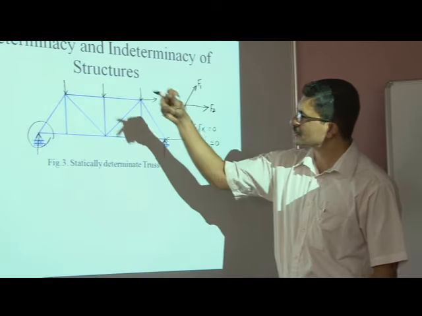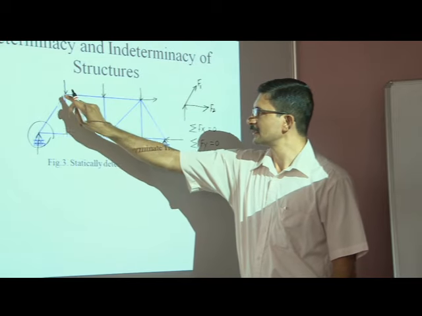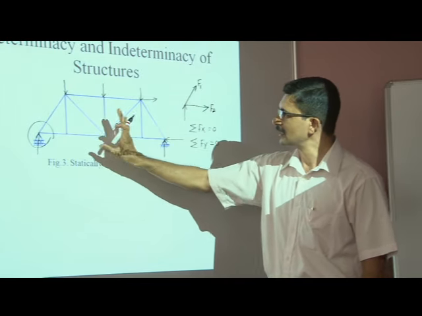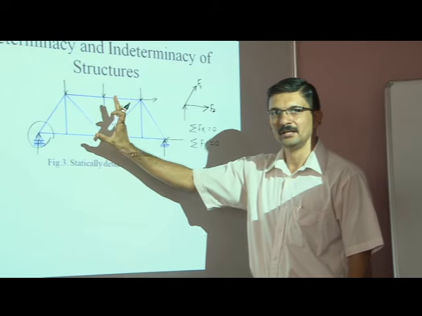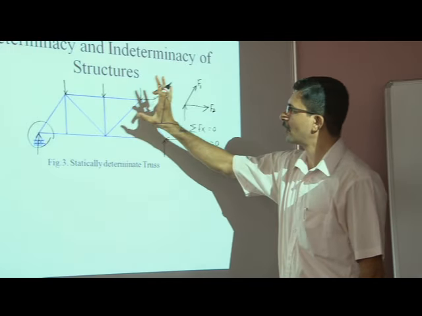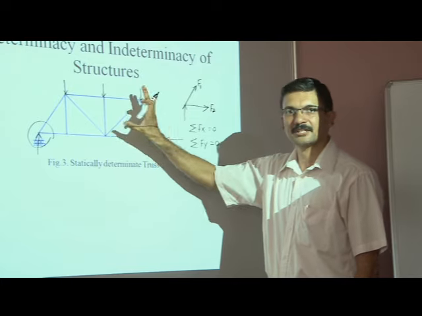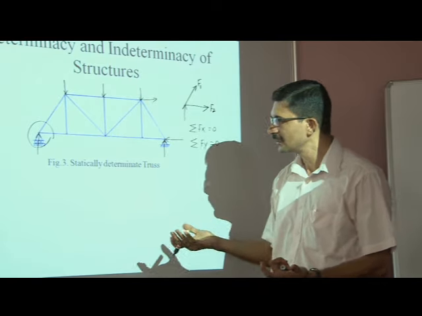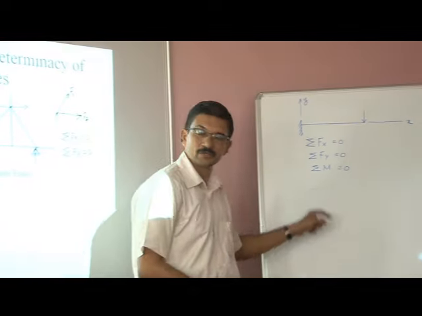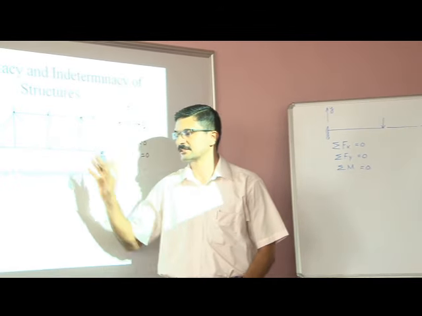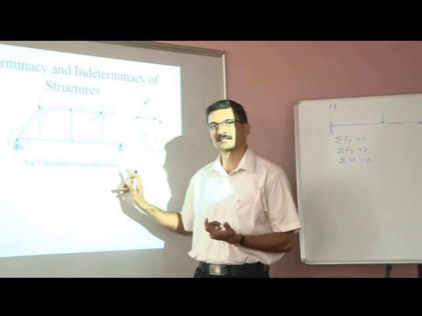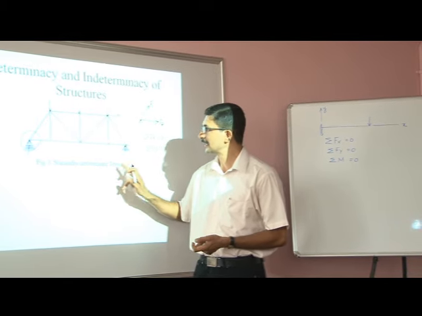Likewise, we can proceed to the next joint, this joint successively, so that there are not more than two unknowns in a joint, and by applying the equations of equilibrium we can solve for all the forces in all these members. So essentially, with the help of the equations of statics alone, we can analyze the whole structure. So that is essentially what is meant by a statically determinate structure. So this is a statically determinate truss.